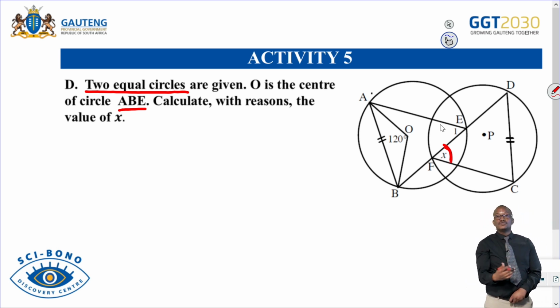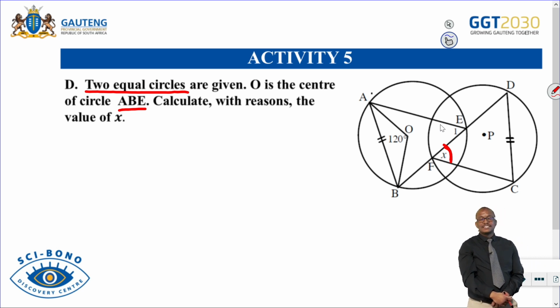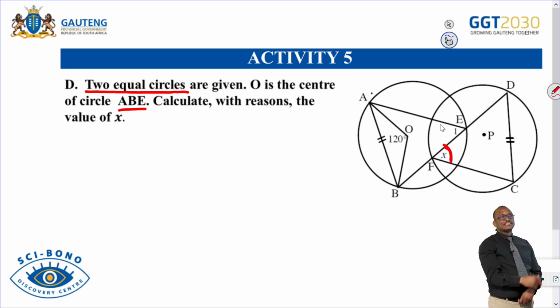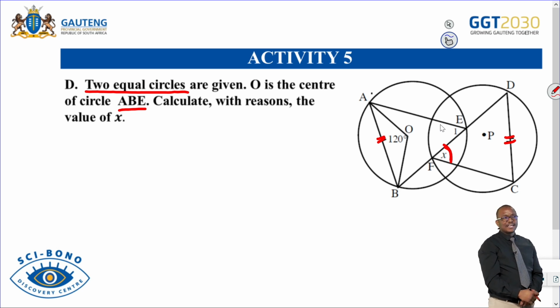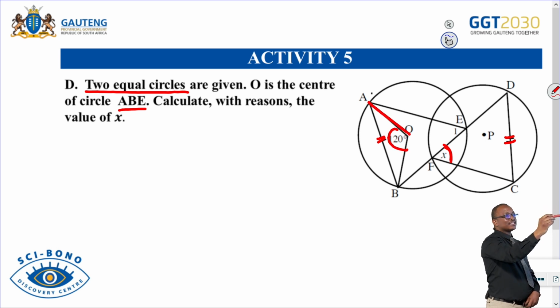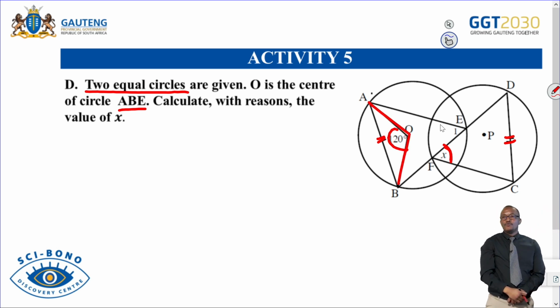Now, we need to interpret and analyze our diagram. And how are we going to analyze our diagram? Look at what is given on the diagram. It is given that the chord AB and the chord DC are equal. Correct? It's ticked. What is also given is that the angle at the center, angle AOB, is equal to 120 degrees.